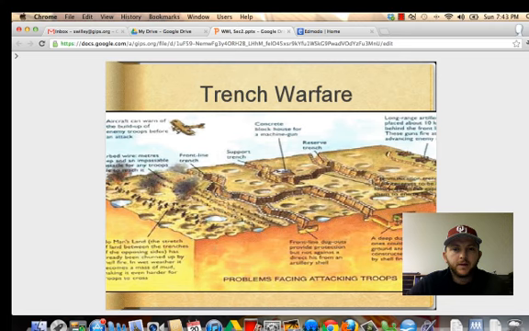Alright, here is a diagram of trench warfare. You can see here they have machine gun nests, they have the underground bunkers, they have the barbed wire, they have the no man's land. They have an aircraft up above, which we'll talk about here in a minute, and what they were being used for at the time.